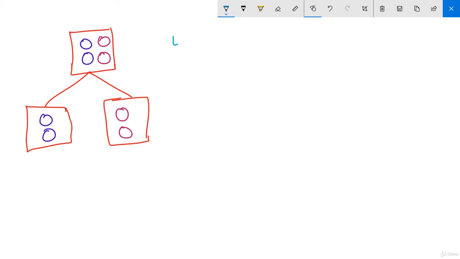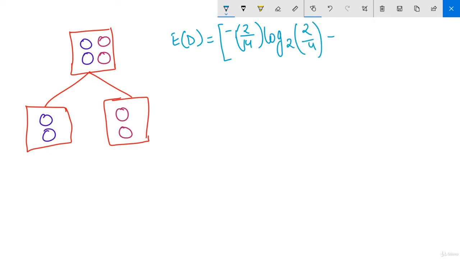We'll just put values in my formula. E is minus 2 by 4. You can see here the total is 4 because 4 circles are here, and we take one part, the 2 blue ones, so log base 2 of 2 by 4, simple formula, plus 2 by 4 log base 2 of 2 by 4, and if you solve this we'll have the value as 1.